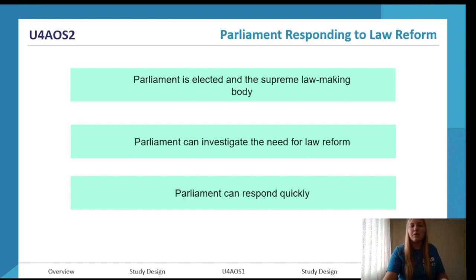in terms of Parliament responding to law reform, they can do this pretty well because of the key points we need to know, and you will study later in the year in more detail. They are elected and the supreme lawmaking body. We discussed this, directly chosen by the people, with more power compared to the courts, quite literally in most cases. Parliament can investigate the need for law reform, such as through VLRCs, and Parliament can respond quickly to a need for legislation.